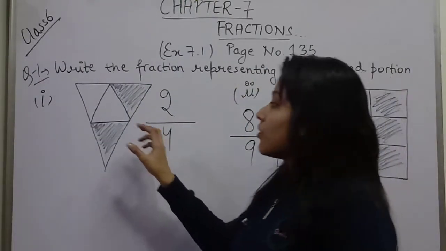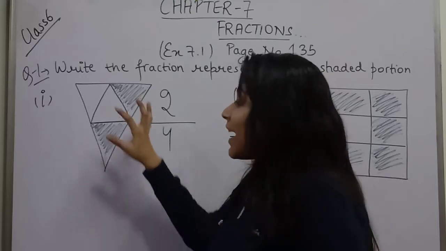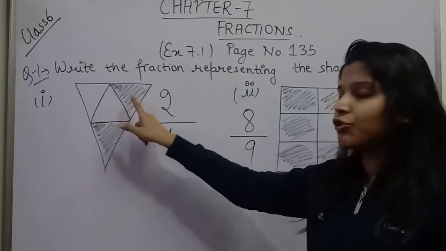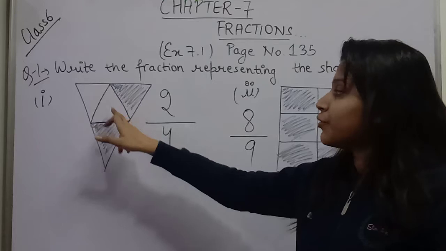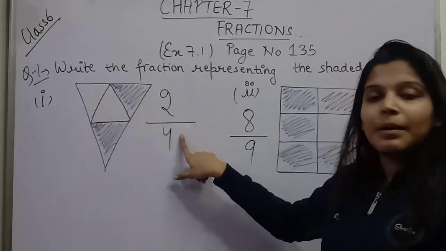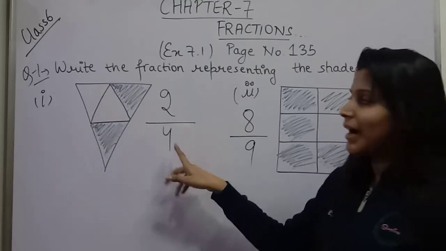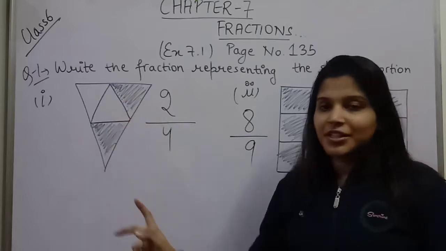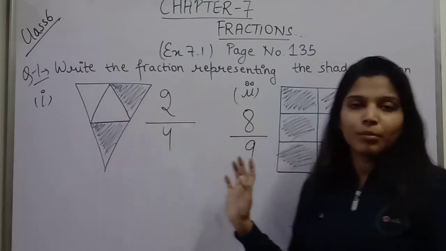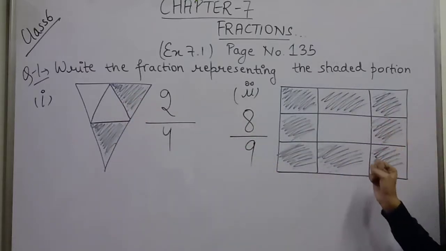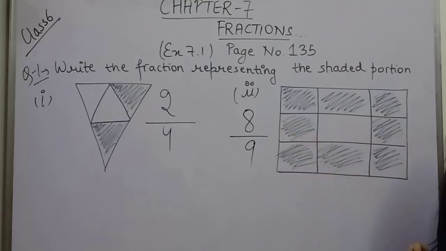हमें कुछ भी नहीं करना होता, just figure को observe करो and उसको उसके total number of parts को count कर लो. 1, 2, 3, 4. तो फिर upon में आ गया 4 total number of parts and ऊपर क्या आएगा? Shaded parts. 2 parts are shaded so 2/4. Similarly यहाँ पे 8 parts shaded हैं 9 में से, so 8/9.